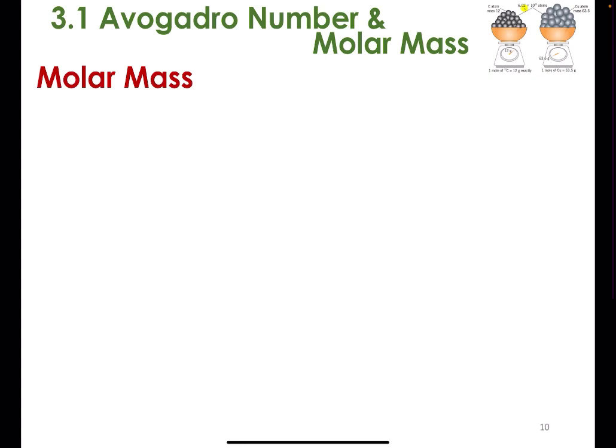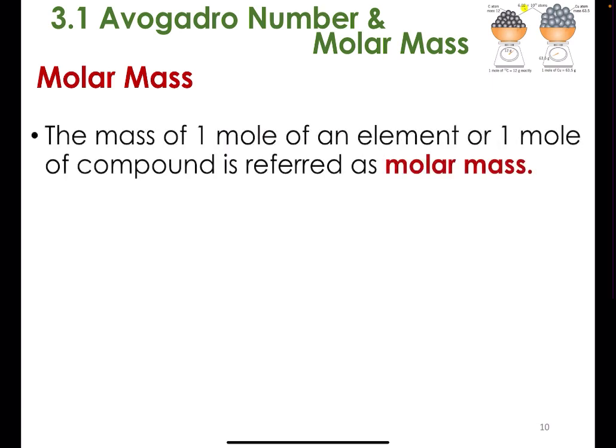So, what is the definition for molar mass? Molar mass is the mass of 1 mole of an element or the mass of 1 mole of compound. And itu yang kita refers kepada molar mass. And for your understanding, molar mass mempunyai unit. So it has a unit where the unit is gram per mole.